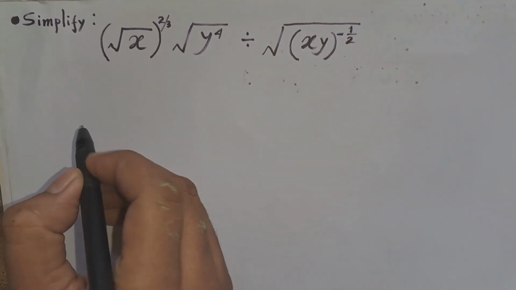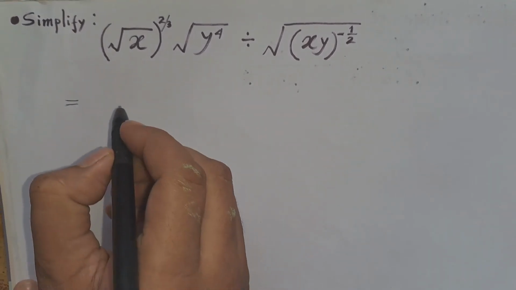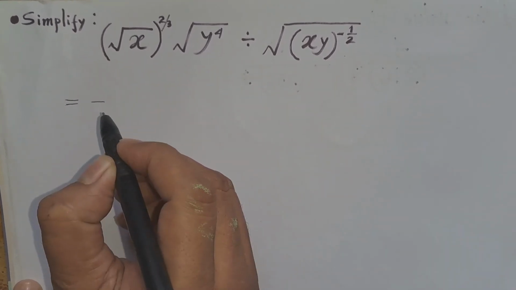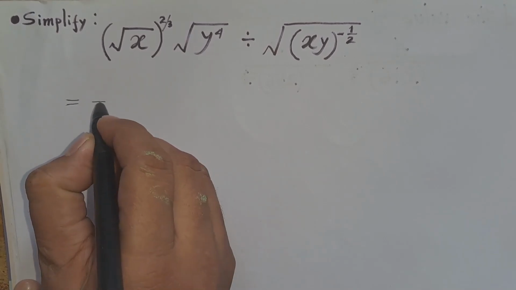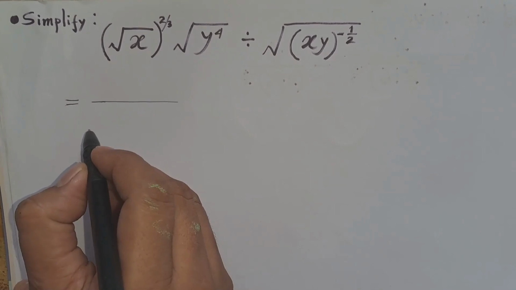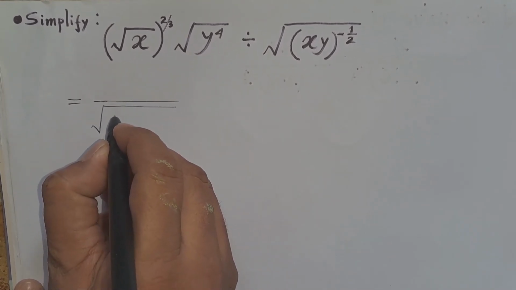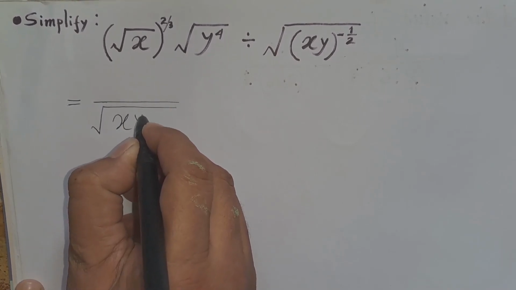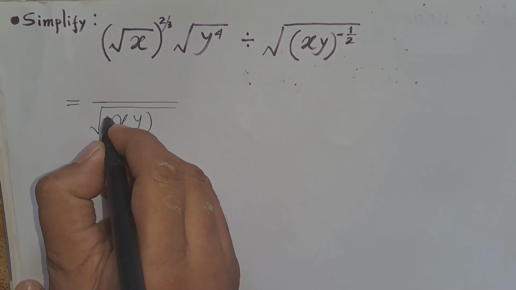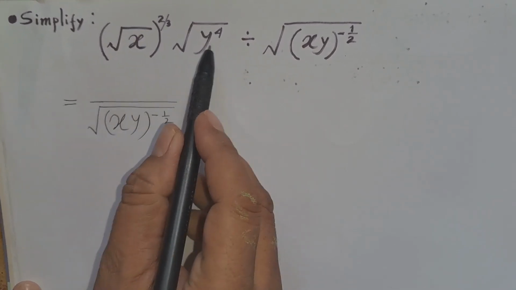Well, let's start from this one. Simplify: root x whole to the power 2 by 3, root y to the power 4, divided by root xy whole to the power minus half. As it is divided, I will write this as a denominator, and the first portion as numerator.